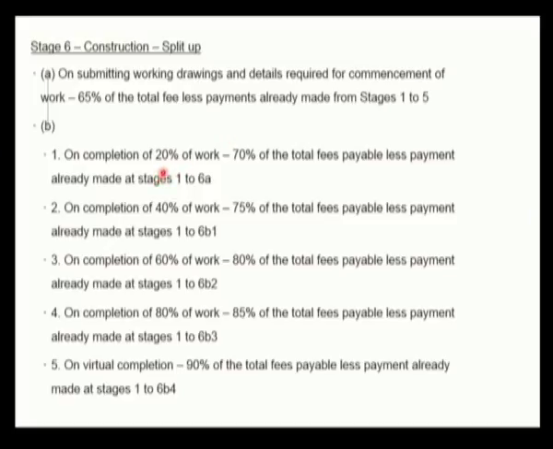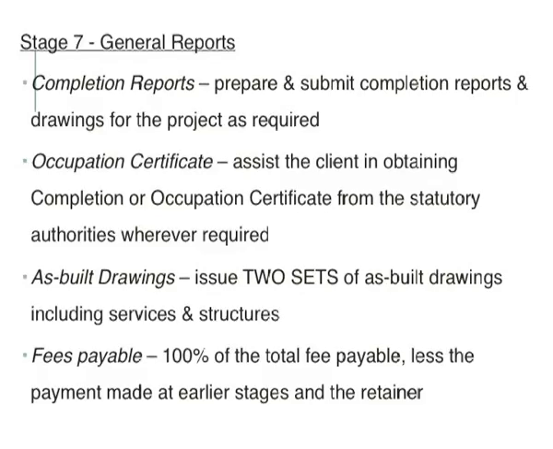On the completion of 20% of work, 70% of the total fees payable, less payment already made at stages 1 to 6. Like this, on the completion of 80% of the work, 85% of the total fees payable, less payment already made from stages 1 to 6 as we saw before. On virtual completion, 90% of the total fees will be payable, less payment already made from stages 1 to 6. For the general reports like completion reports, occupancy certificates and as-built drawings, fees payable should be withheld by the client.